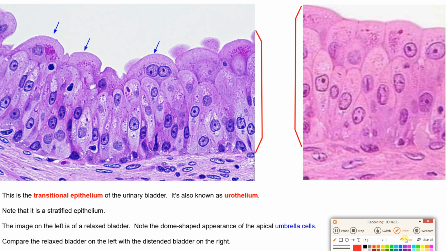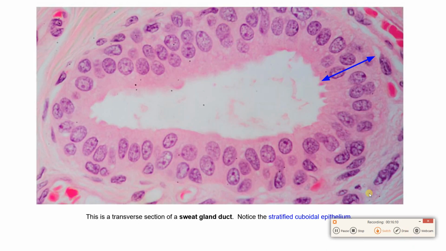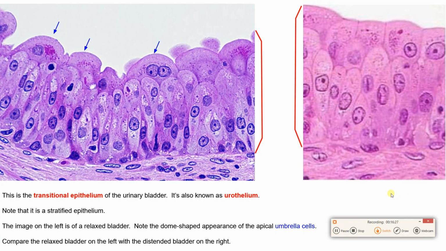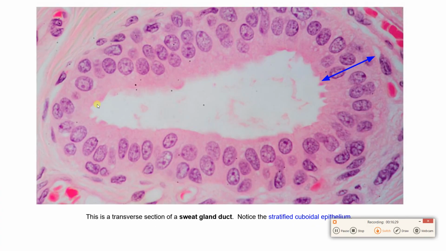Okay, we're almost done, folks. Almost done. The final thing we're going to look at is a cross-section of a sweat gland duct. Remember the sweat glands? Let's pretend that we slice this one like that, okay? And when we do that, and we look at it under the microscope, we get this nice ring here. Here is the lumen. Right there is where sweat would be found.